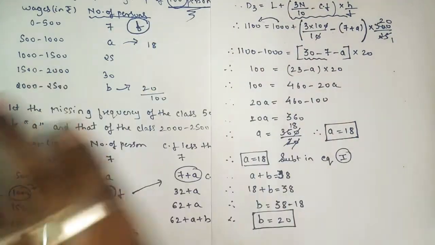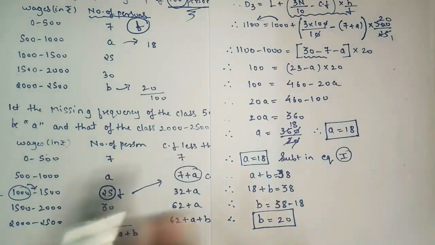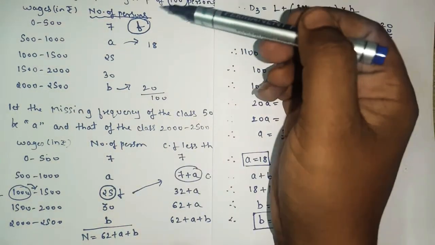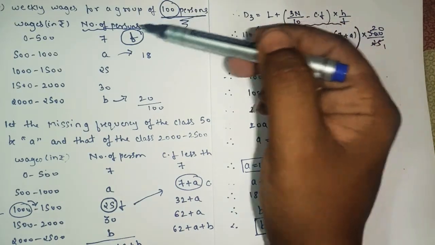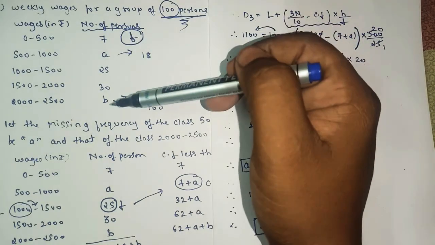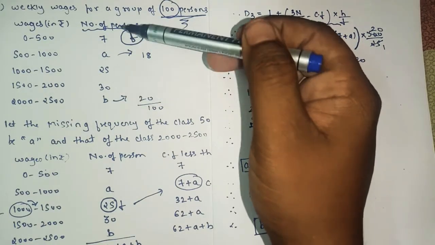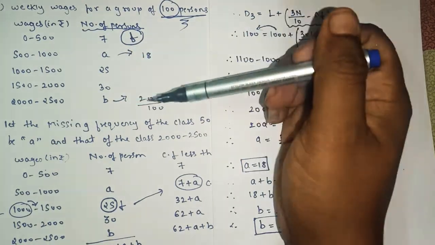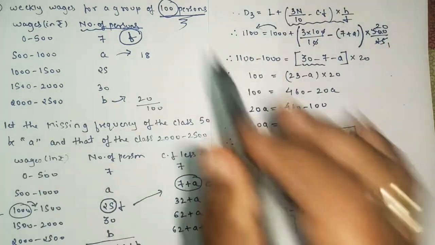If you are getting 100, that means we can conclude that our answer is correct. Because the question clearly mentions that the number of persons is 100. Just replace the values of a and b and check whether the total comes to 100 or not. If it comes to 100, that means the values of a and b are correct.